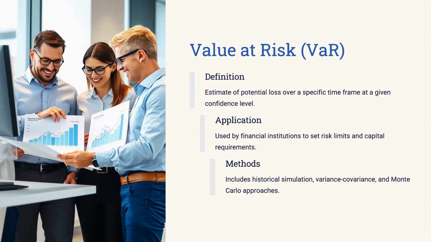For a real world example, a bank might calculate that it has a 99% VaR of $10 million over 1 day, meaning there is a 1% chance it could lose more than $10 million in a single day.